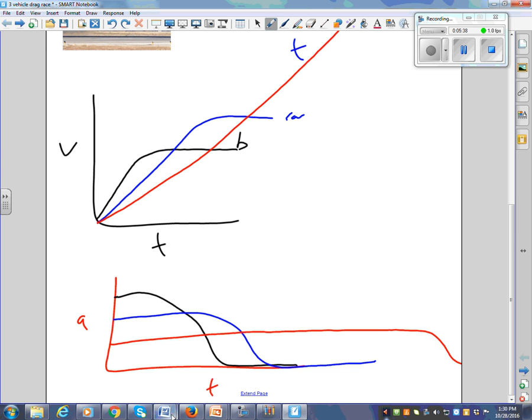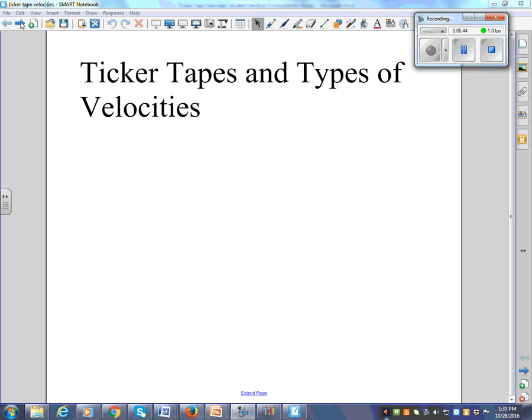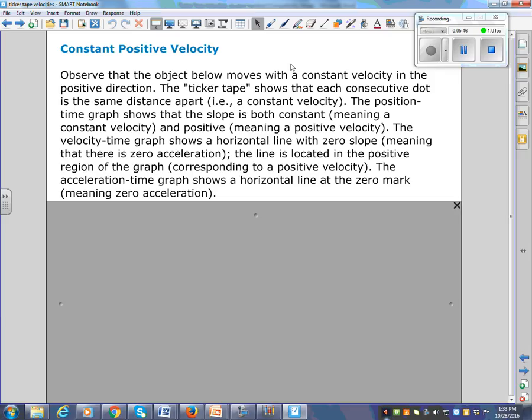Okay. Let's talk about ticker tapes. With those scenarios, we're going to draw some pictures. So the first one is easy. Constant positive velocity. If something has constant positive velocity. Now, you have all the text there as well. I find over the years it just works better if I explain it. But if you're going back to read it, it explains it all there. So I'm not going to bother reading it. If you want to go back and look tonight or over the weekend or come exam time, you certainly can. Constant positive velocity.